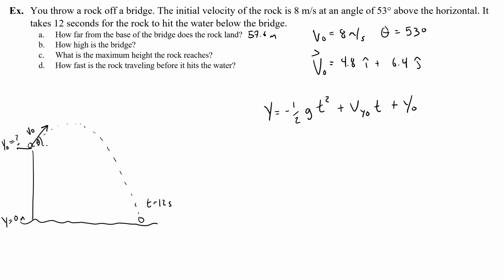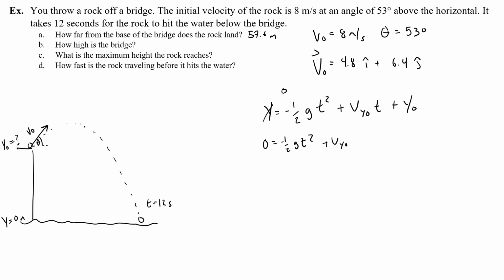And there's not much rearranging that needs to be done for this. You really just need to plug in your time and your vy naught of 6.4 and try and solve for y naught. What I would do is rearrange this equation first and get rid of anything that's 0. So this is 0.